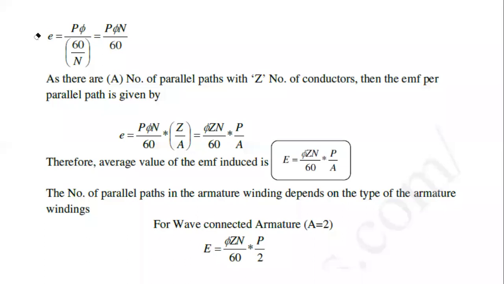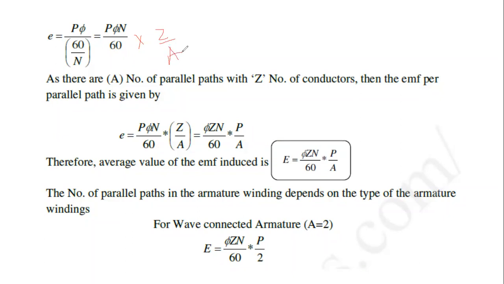Then we multiplied E is equal to P pi n by 60 with Z by n. As there are A number of parallel paths with Z number of conductors, in this generator we have A number of parallel paths and Z is the number of conductors. We already derived E is equal to P pi n by 60, and then we multiplied with Z by A.